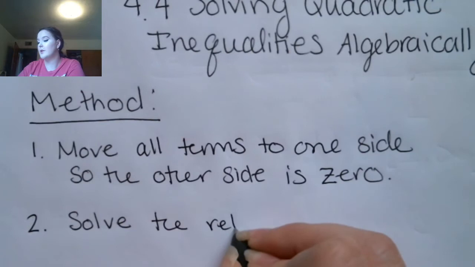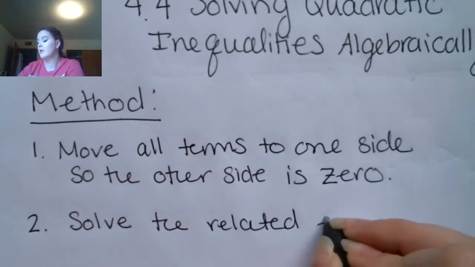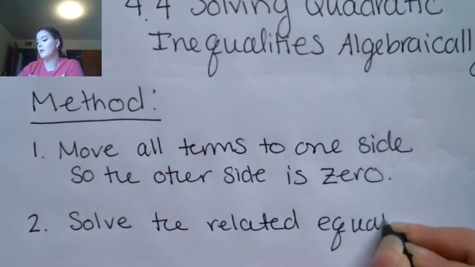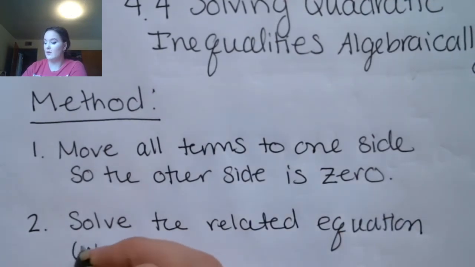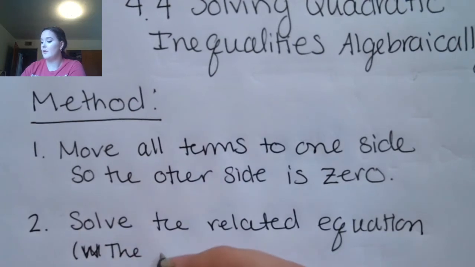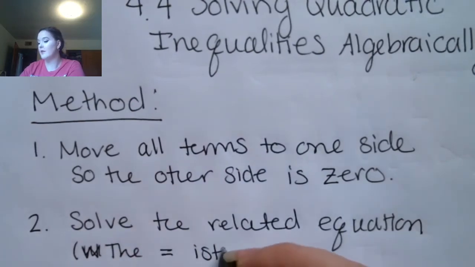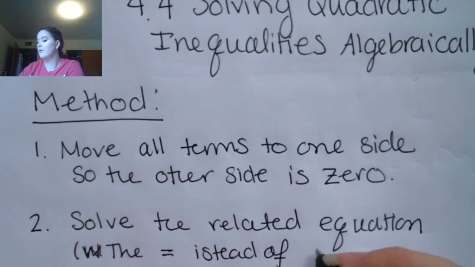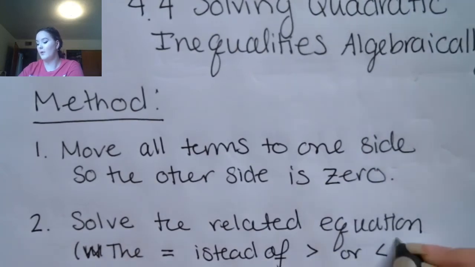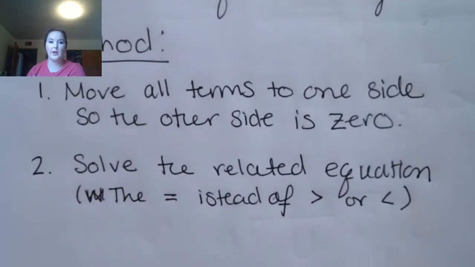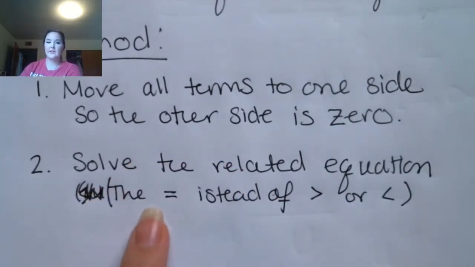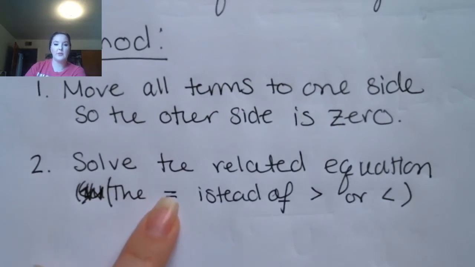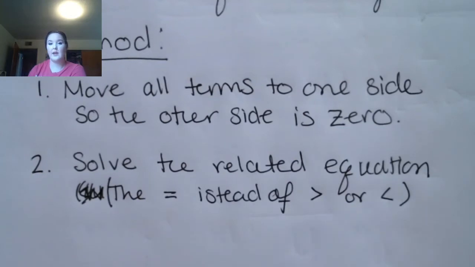Then the second thing we're going to do is solve the related equation. What I mean by that is using the equal sign instead of the inequality sign. So it's the same equation, still 0 on one side, almost exactly the same, except you're solving an equal sign type of equation, not an inequality.